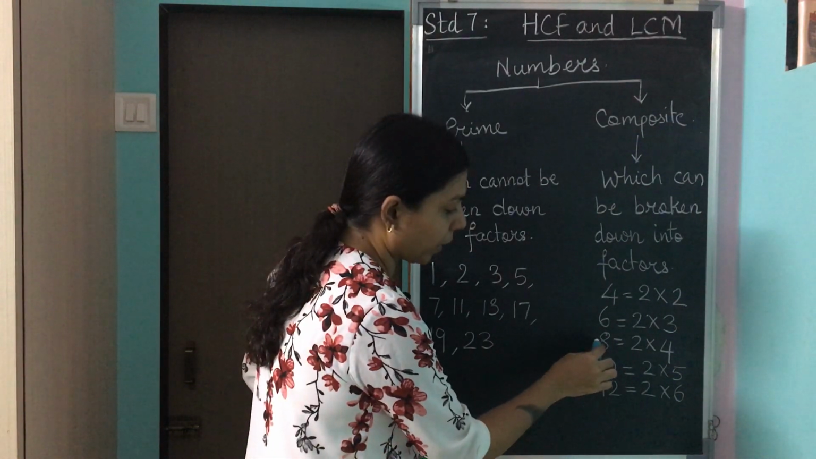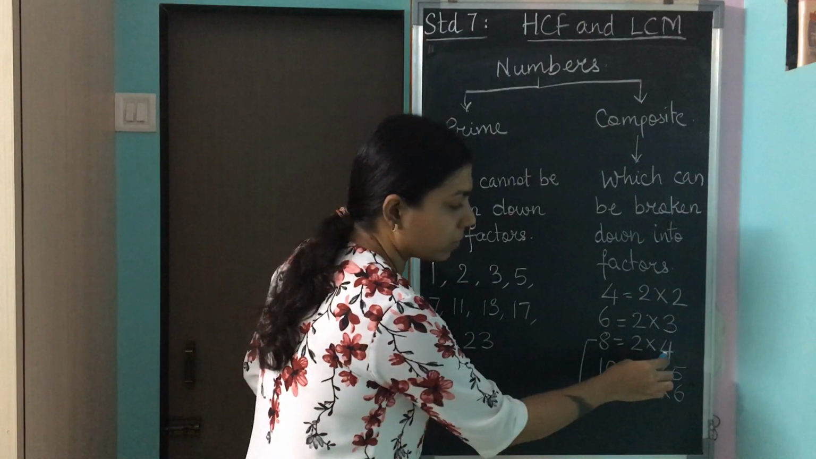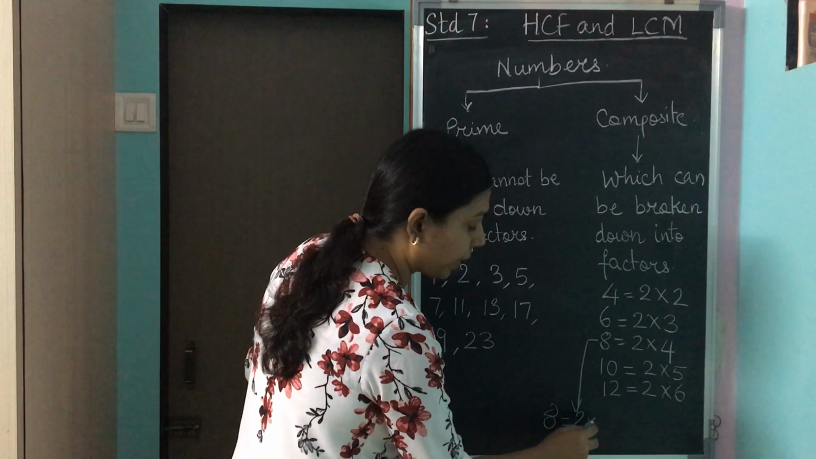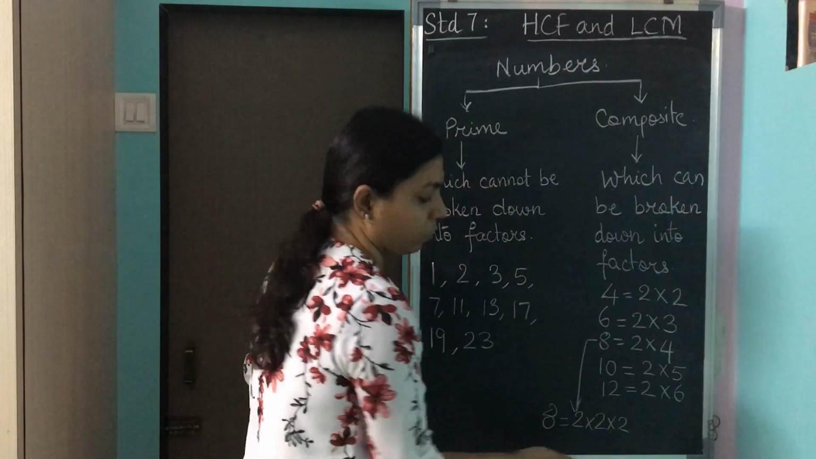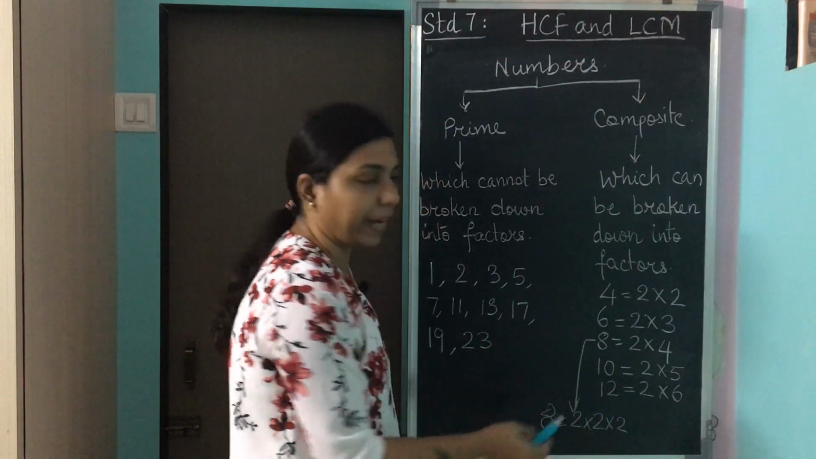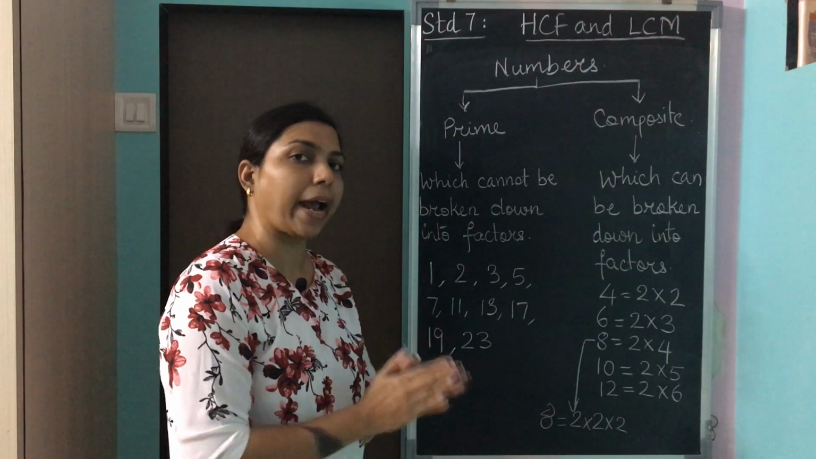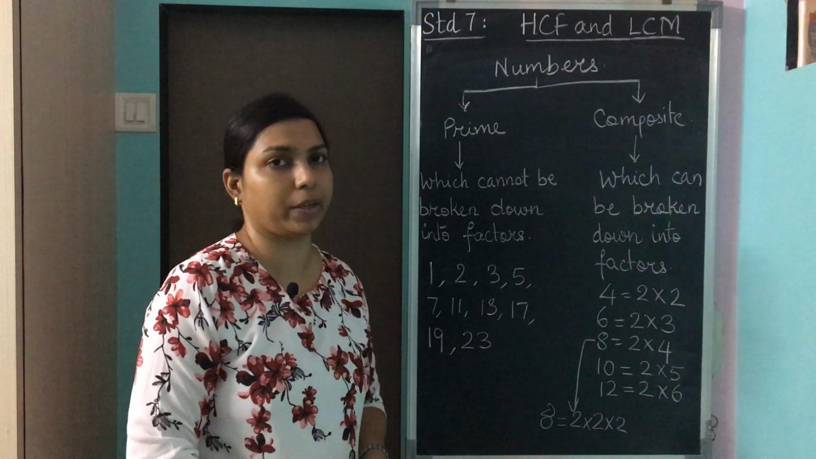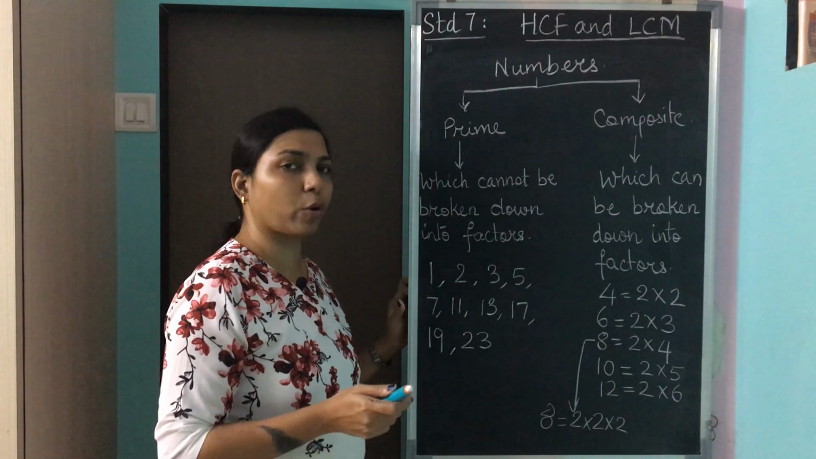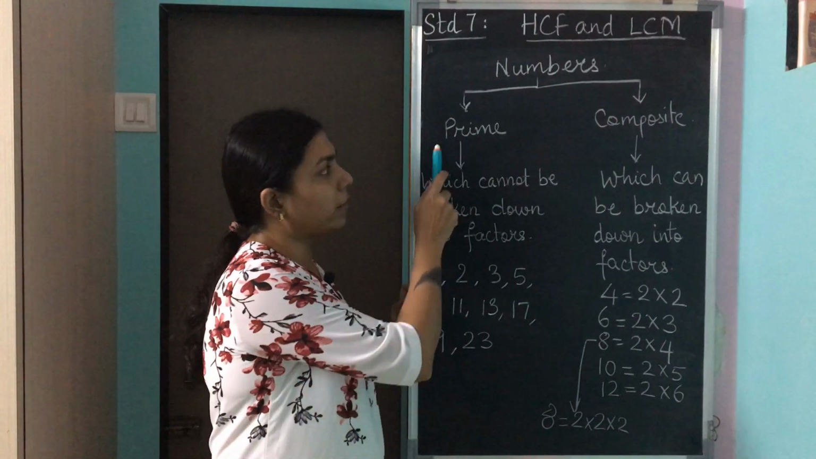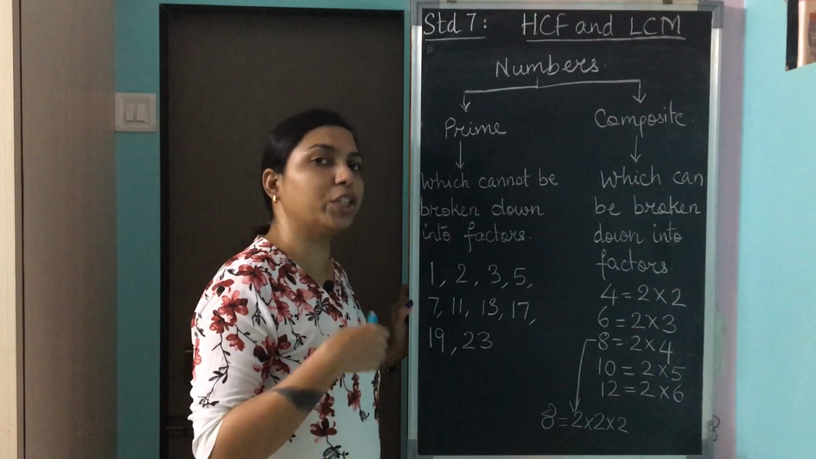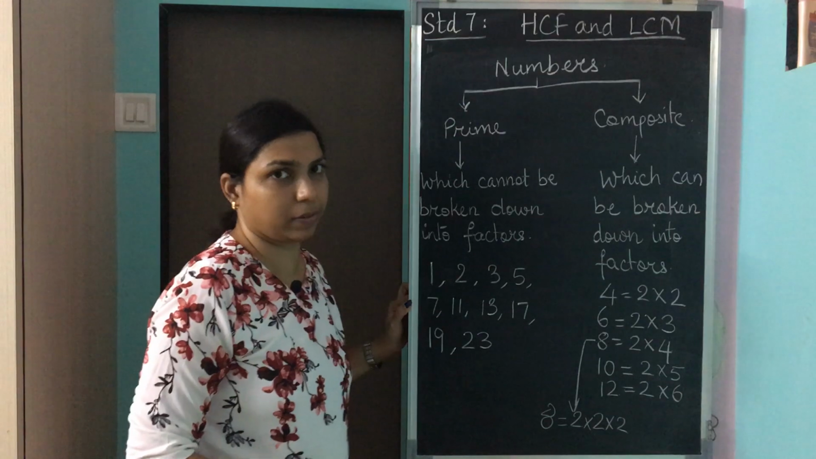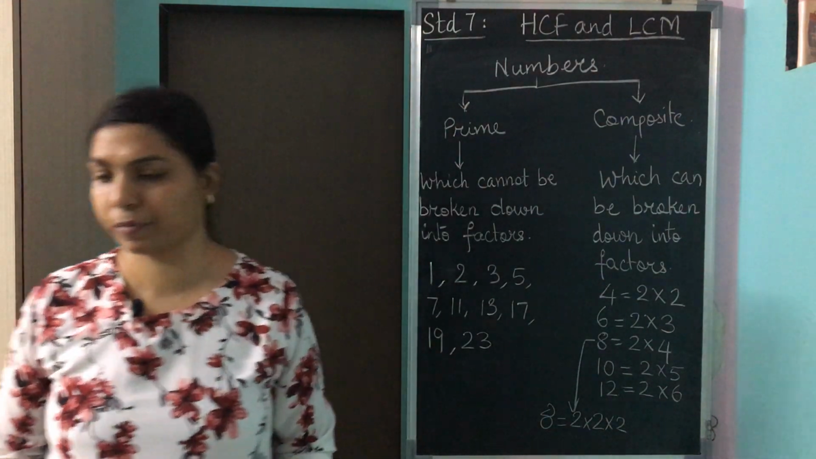If I look at this number 8, I can also break down this 4 even further. I can say that 8 is 2 into 2 into 2, which means 2 2s are 4, 4 2s are 8. So these numbers can be broken down into smaller parts, but these numbers cannot. The numbers which cannot be broken down into smaller parts are called prime numbers, and the numbers which can be broken down into smaller parts are called composite numbers. So quickly copy this down, students.